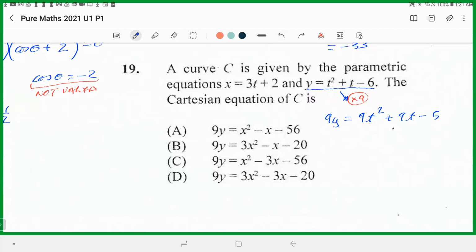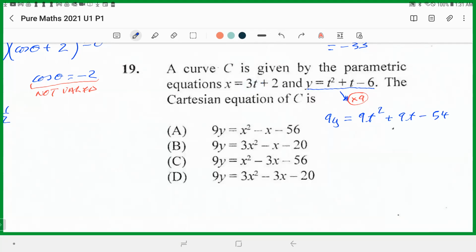54. That's right. 56. 54. And now from this equation, I can make 3t the subject. Why? I can get 3t into this and 3t into this, so the fraction gets eliminated.